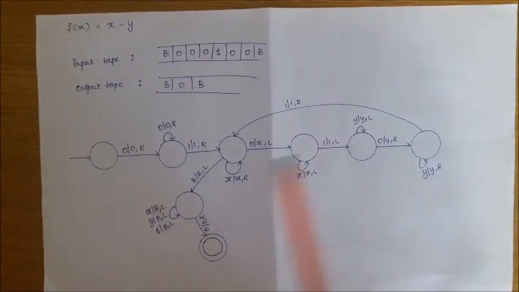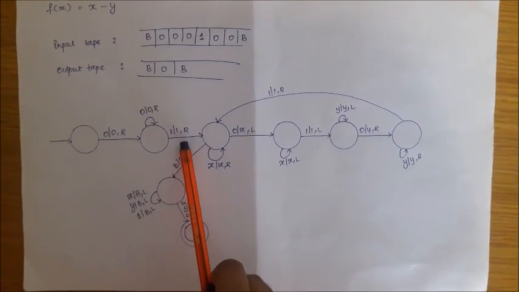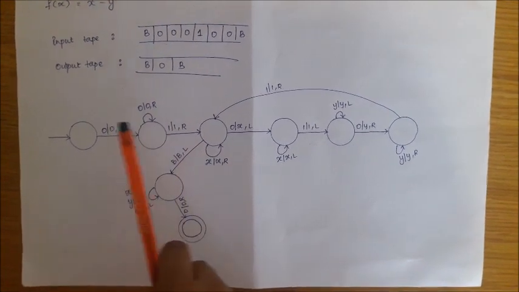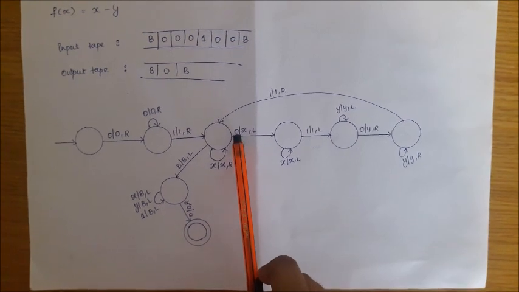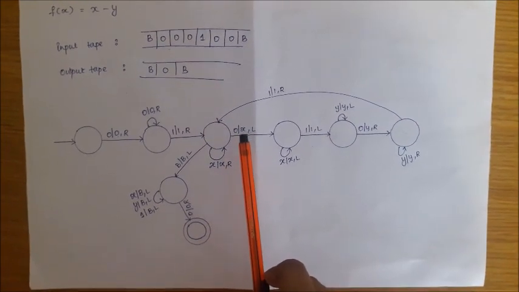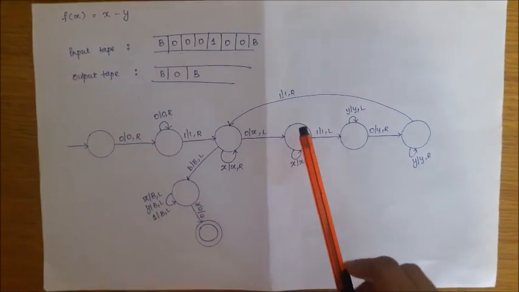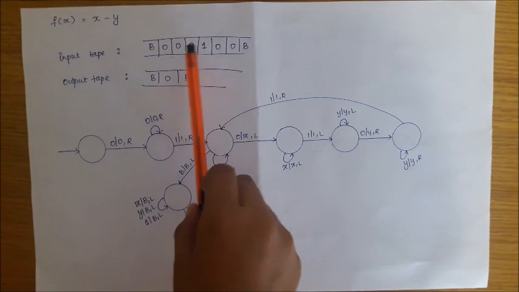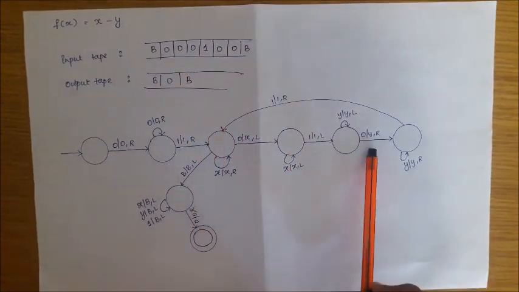This is the Turing machine. From the start state, it ignores all the zeros until it finds a 1. The 1 is left as such and the pointer moves right. From here, the 0 is replaced with x and the pointer moves left. From here, when a 1 is encountered, the 1 is left as such and the 0 which is before 1 is replaced with a y over here.